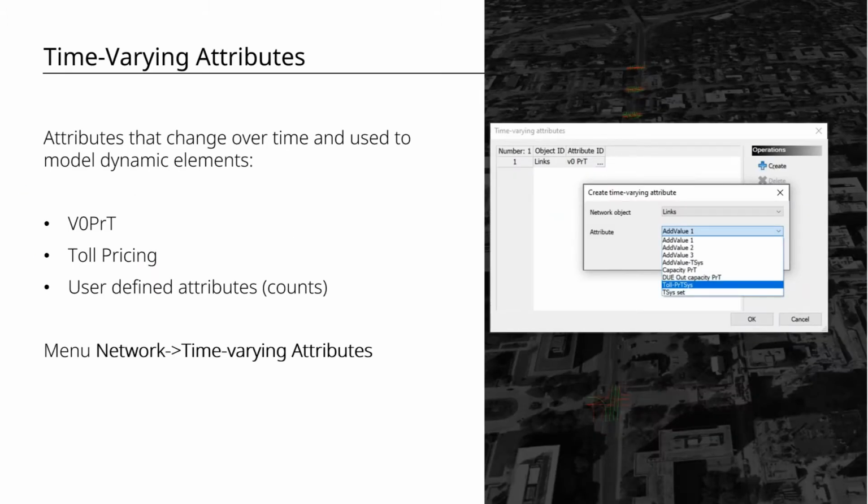One of the other things we mentioned you can set up is these time varying attributes. So this is where you would set up, for example, if you had speed limits that change over time, toll pricing, things like that. That's available via the network menu and time varying attributes.